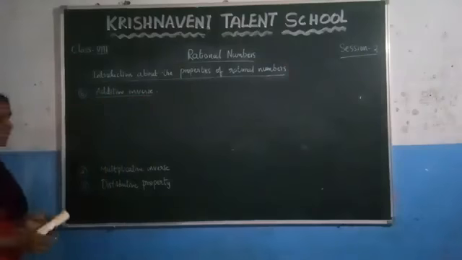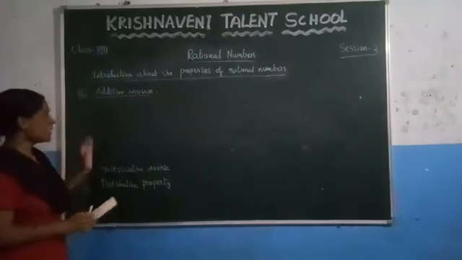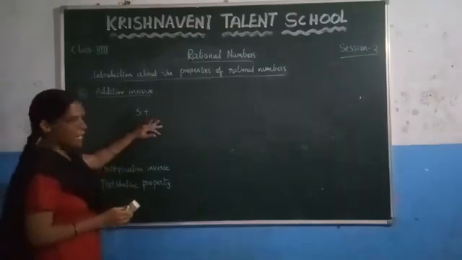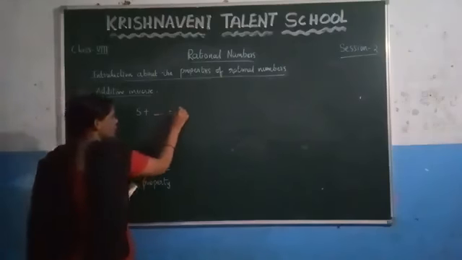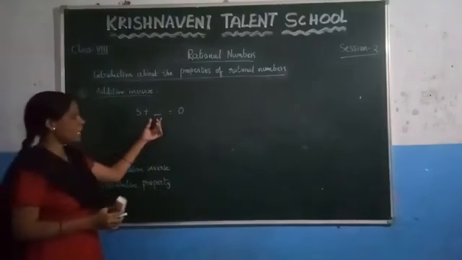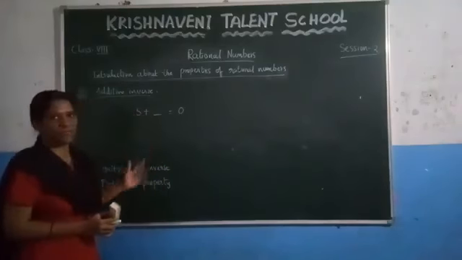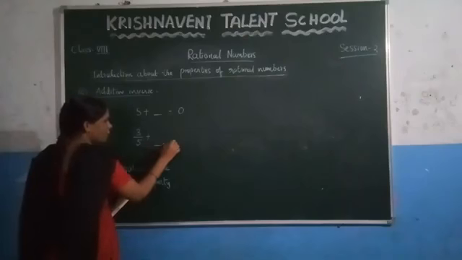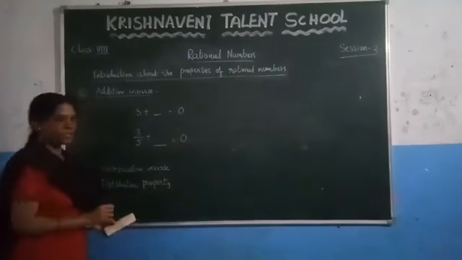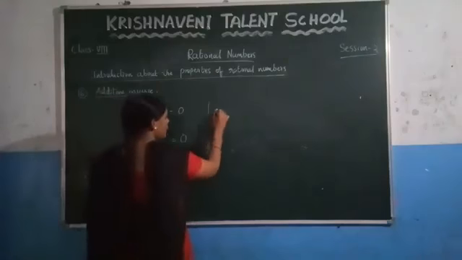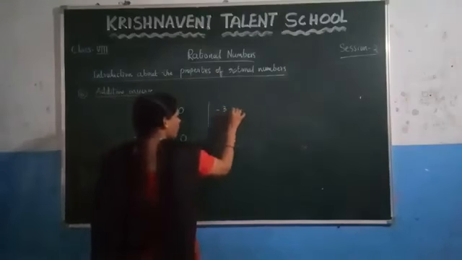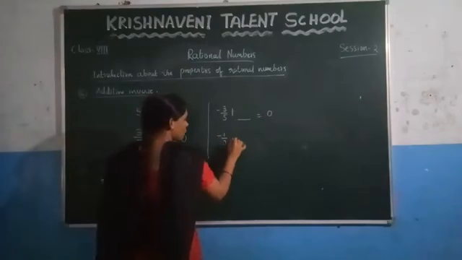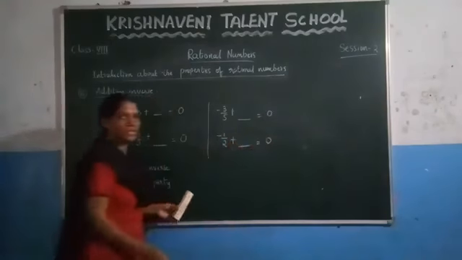What does this property say here? If you consider one rational number, let us take a few examples here. 5. You have to add one number such that you get the result 0. The number we are adding here, we call the additive inverse of the given number. Now let us consider a few examples. Let us consider 3 by 5. You have to add one number such that you get the result 0. Now consider a few negative numbers. Consider minus 3 by 5. You have to add one number such that you get the result 0. And minus 1 by 2. The same. You have to add one number such that you get the result 0.